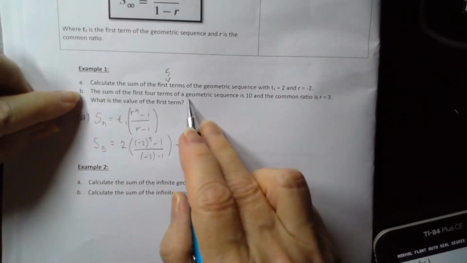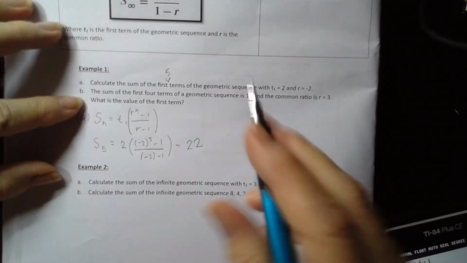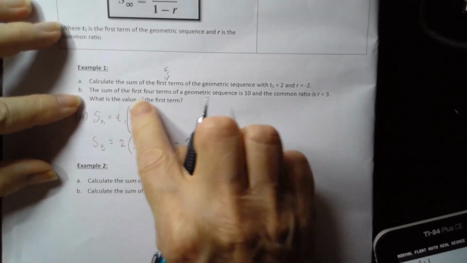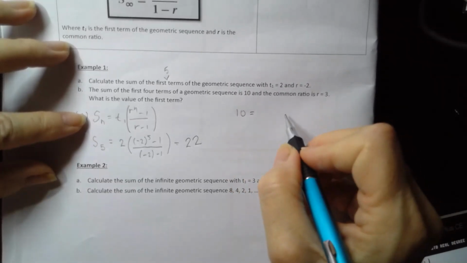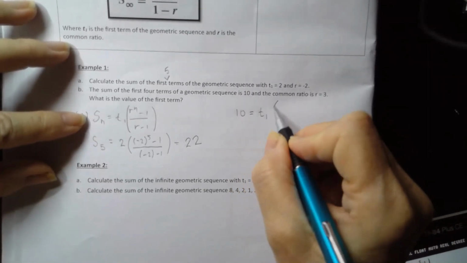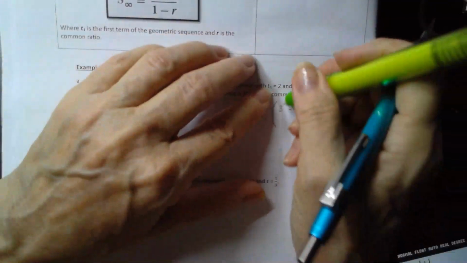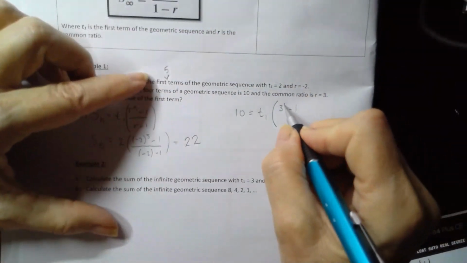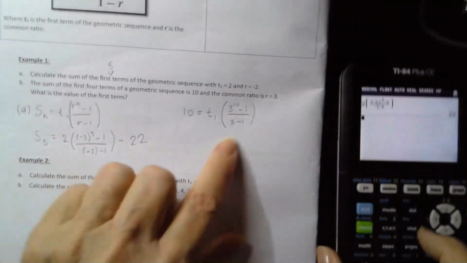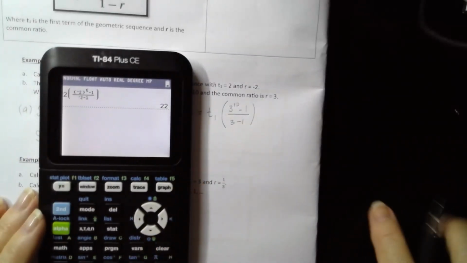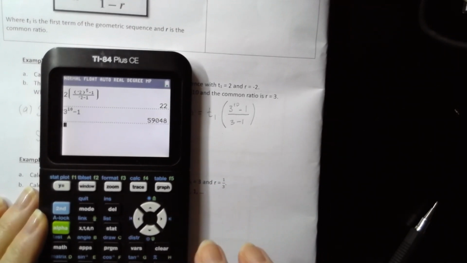The sum of the first 10 terms of a geometric sequence is 10, and the common ratio is 3. What's the value of the first term? Okay, let's try it. So I have the sum of the first 10 terms, that's 10. The common ratio is 3, so I don't know what t sub 1 is, but I know that this is 3 to the n, 3 to the 10, minus 1, all over 3 minus 1. So I'm going to do these brackets first: 3 to the 10 minus 1 divided by 2.